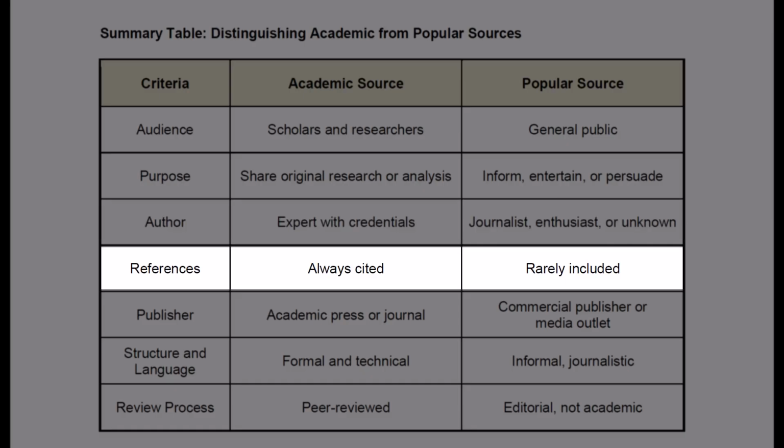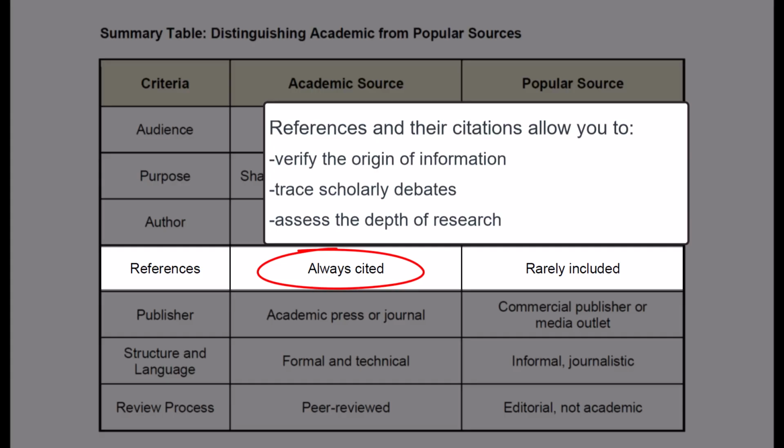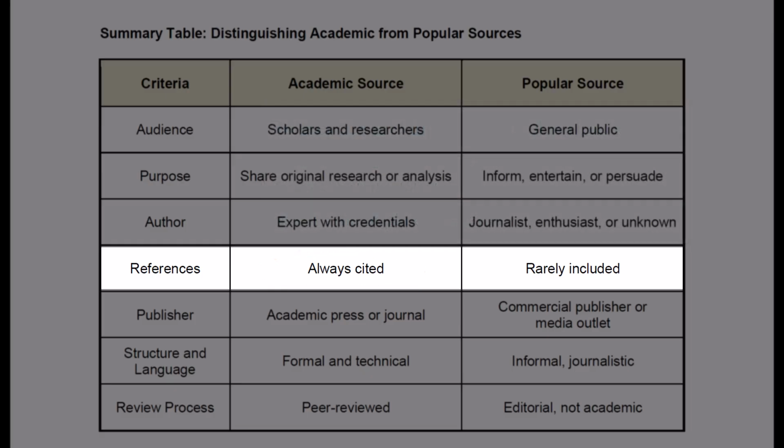References. Academic sources include a bibliography or list of references. These citations allow readers to verify the origin of information, trace scholarly debates, and assess the depth of research. The presence of consistent and properly formatted citations is a strong indicator of academic rigor. Popular sources rarely include citations or detailed references, making it difficult to trace or verify the accuracy of their content.